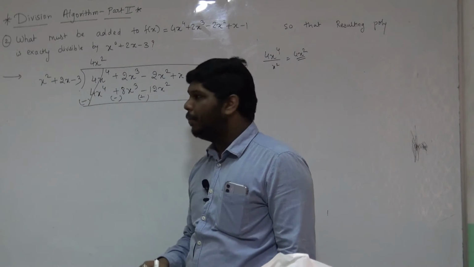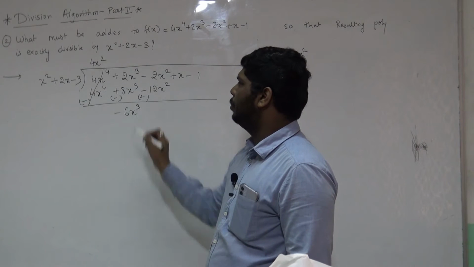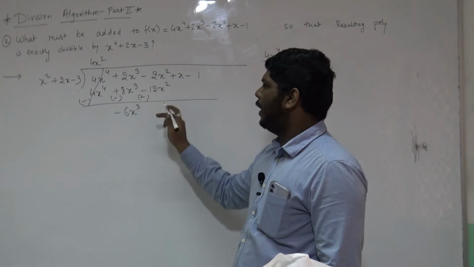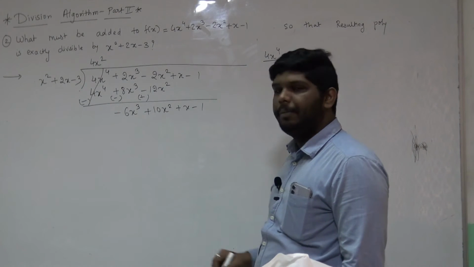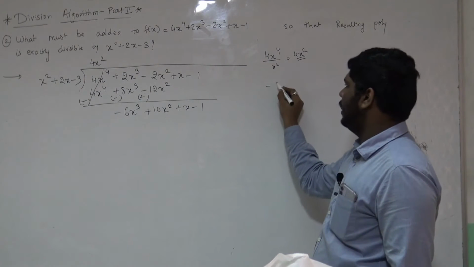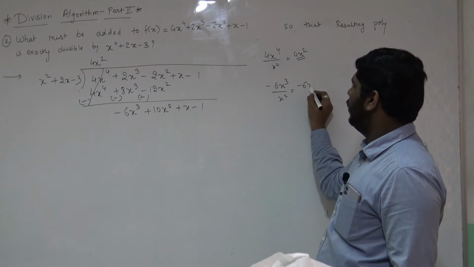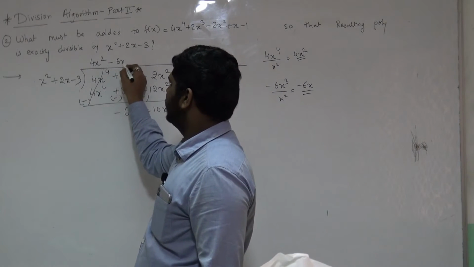So this will be minus, minus, and this will be plus. 4 minus 4, 0. Here you can see we have 2 minus 8. 2 minus 8 will give you minus 6x cube. So minus 2 plus 12 is there. That will give you plus 10x square. And plus x minus 1. Once again, if you divide minus 6x cube by x square, the term that you will get will be minus 6x. So our next term is minus 6x.